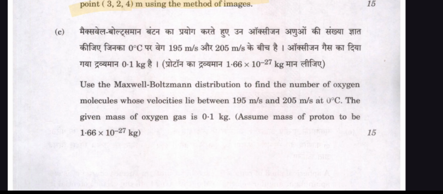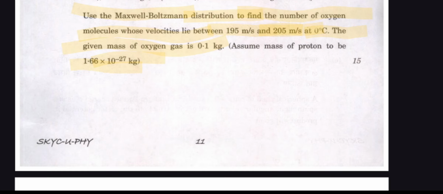And question number C, using the Maxwell-Boltzmann distribution, find the number of oxygen molecules whose velocity lies between 195 meters per second and 250 meters per second at 0 degrees Celsius. The given mass of the oxygen gas is 0.1 kg. Assume the mass of the proton to be 1.66 times 10^-27 kg. So the questions end.